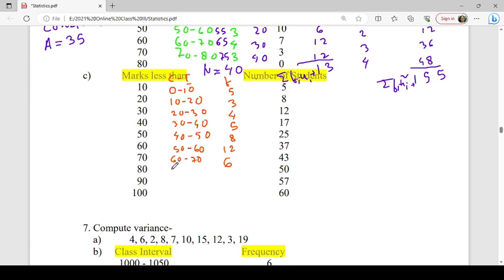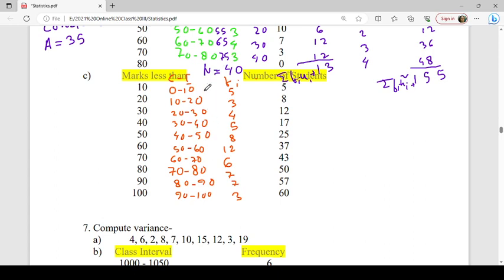In between 70 and 80, it is 50 minus 43, it is 7. In between 80 and 90, 57 minus 50, it is 7. And in between 90 and 100, 60 minus 57, it is 3. So these are class intervals and these are frequencies. So this is our ordinary frequency distribution table.